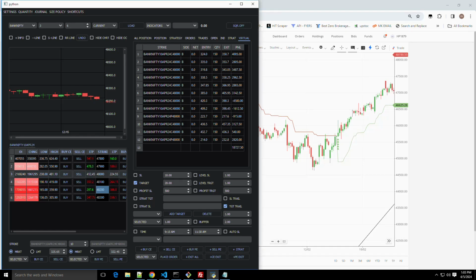The idea of this strategy is very simple. Whenever the price reaches near the SuperTrend, we will place an order. We are not waiting for the price to cross the SuperTrend. Whenever the price reaches 20 or 30 points near the SuperTrend, we will place an order. If the price is above the SuperTrend, we will place a CE order, and when the price is below the SuperTrend, we will place a PE order.